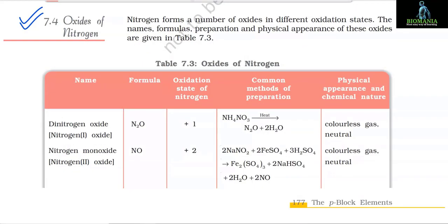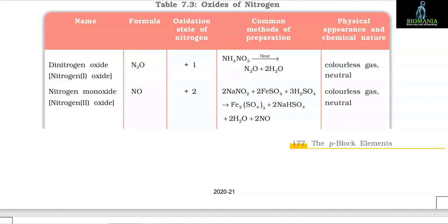7.4 Oxides of nitrogen. Nitrogen forms a number of oxides in different oxidation states. The names, formulas, preparation and physical appearance of these oxides are given in table 7.3. The first one is dinitrogen oxide, and its formula is N2O, and the oxidation state of nitrogen is +1. A common method of preparation is NH4NO3 on heating gives N2O plus 2H2O, and its physical appearance and chemical nature is colorless gas and neutral.